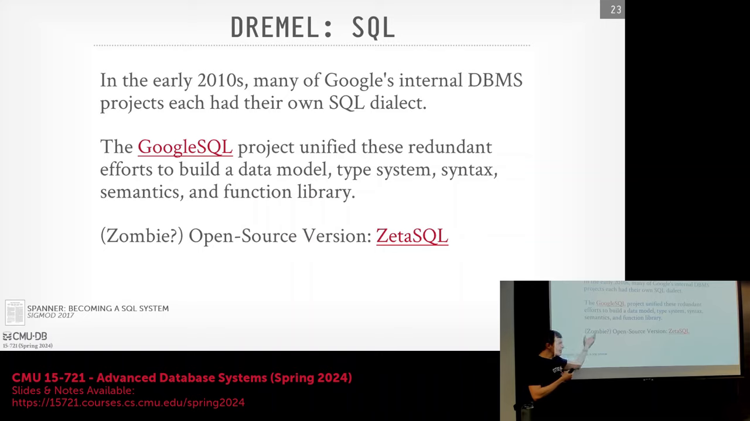So this thing, as far as I can tell, is dead. There's an update from a month ago on GitHub, but it says at the bottom it's not officially supported by Google. There's a bunch of pull requests and issues that aren't being responded to or answered. So as far as I can tell, this thing is dead. And there's only one database system I know that actually supports ZetaSQL. It's called Apache Beam, which is a stream processing system. But nobody else is actually using this.